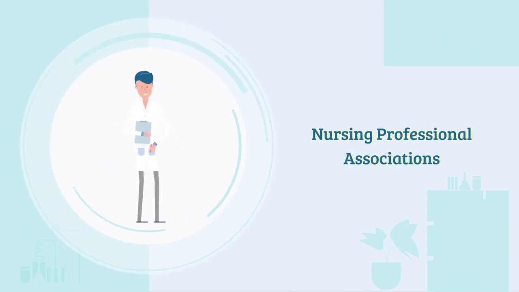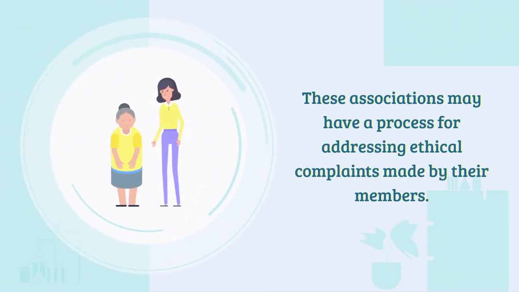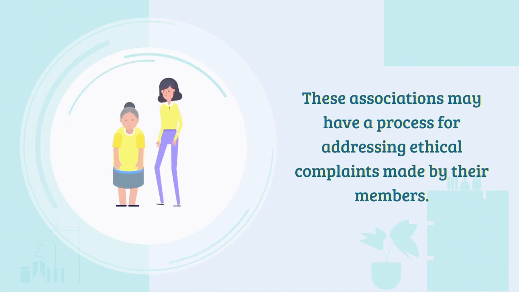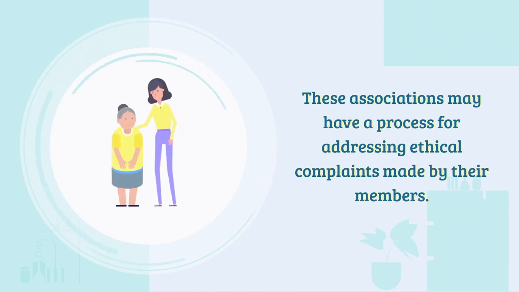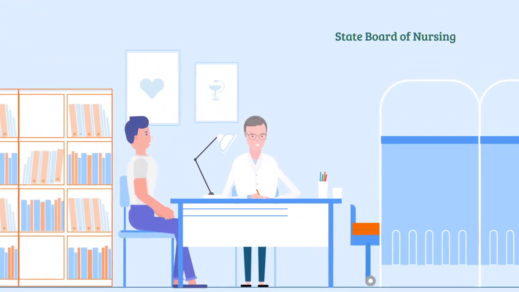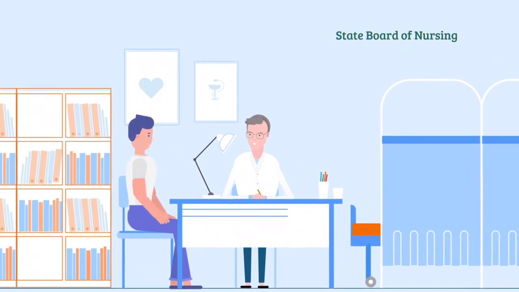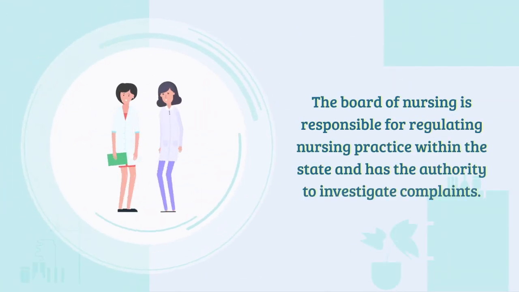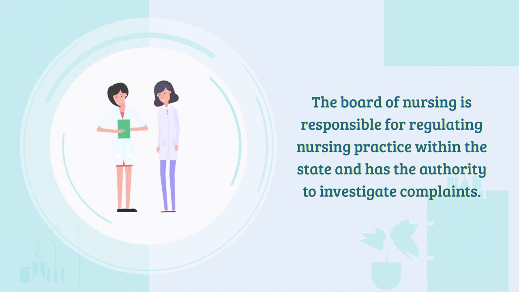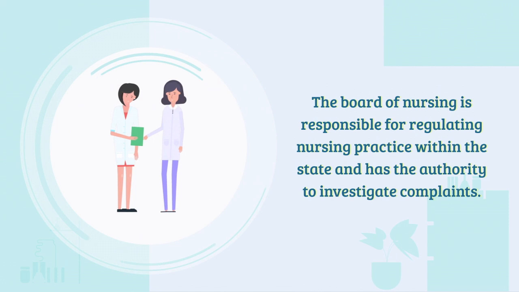Many nursing professional associations have an ethical code of conduct that members are expected to follow. These associations may also have a process for addressing ethical complaints made by their members. Nurses can also report ethical violations to their State Board of Nursing. For example, the Washington State Board of Nursing is responsible for regulating nursing practice within the state and has the authority to investigate complaints of ethical violations.